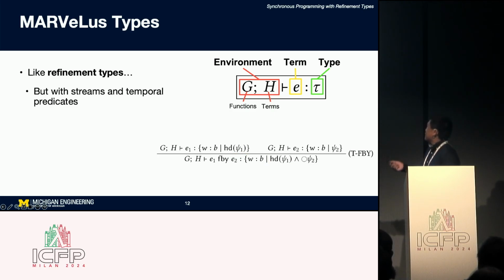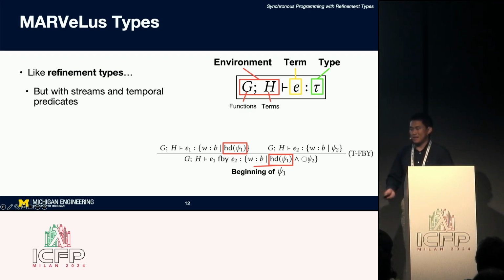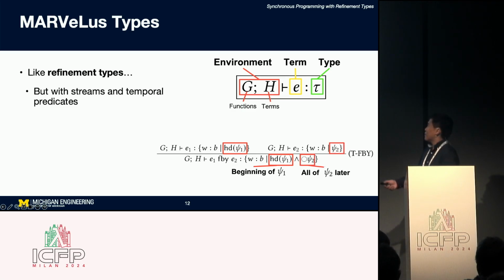And so again, we have my favorite typing rule here, the corresponding typing rule to the semantic rule for unit delay, where we have some E1 followed by E2. And the typing rule here says that E1 followed by E2 first looks like E1, and then for all time after that, note the temporal operator here, it will behave like E2.